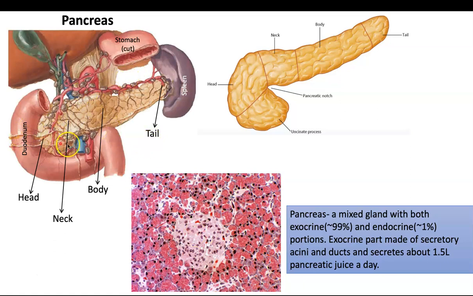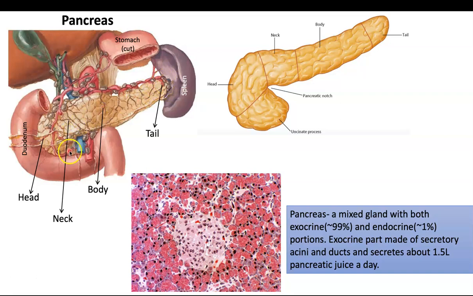Now here we can see the pancreas with the surrounding tissue. To visualize the pancreas, we have to cut the stomach here, which means if you leave the stomach in place, you cannot see the pancreas. Pancreas lies posterior to the stomach. That is the relation of pancreas to the stomach. And its head lies around the C-shaped curvature of the duodenum, and its tail goes all the way to the hilum of the spleen. Okay, so that is the relation.